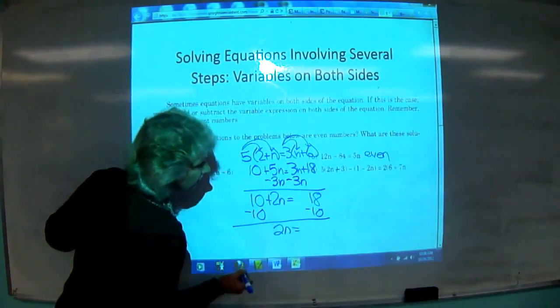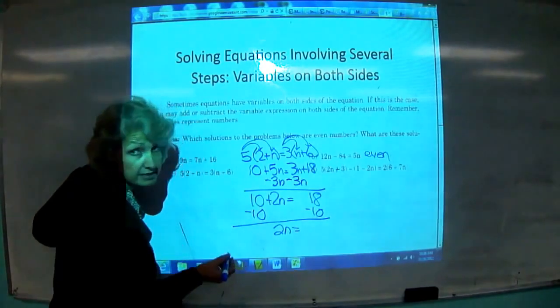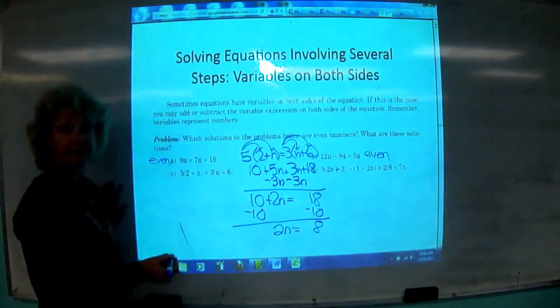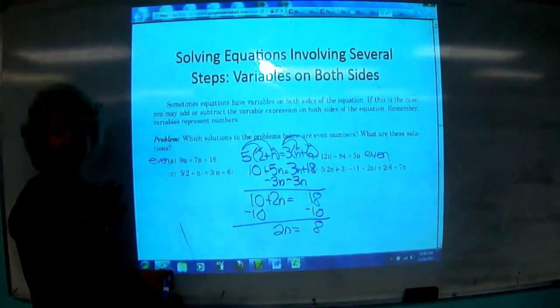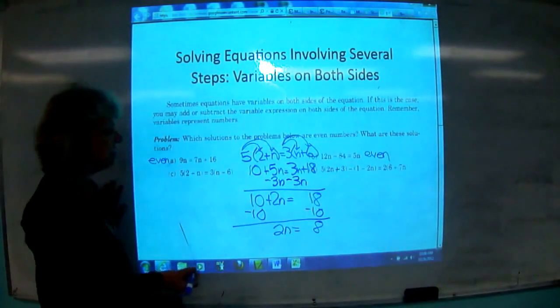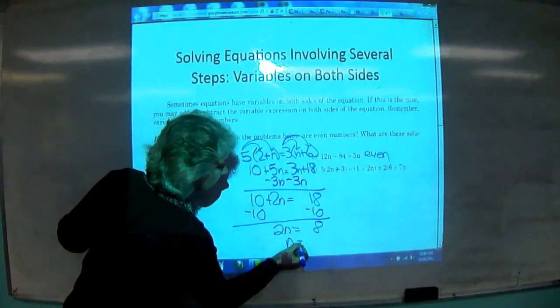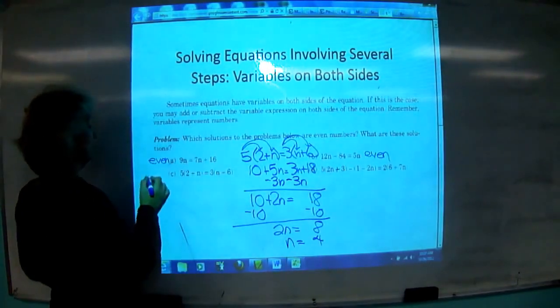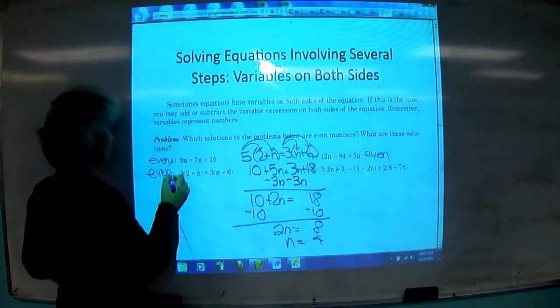2n equals 18 minus 10? 8. Anybody need to actually divide? Or do we know what n is? We already know, and it's 4. n is 4. Okay, and that answer is even.